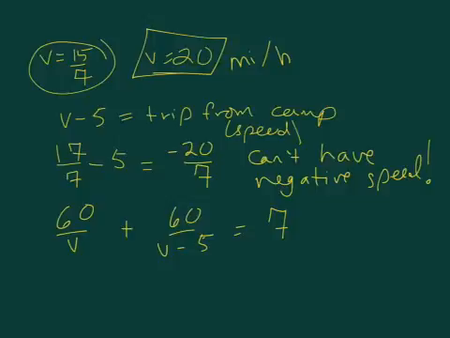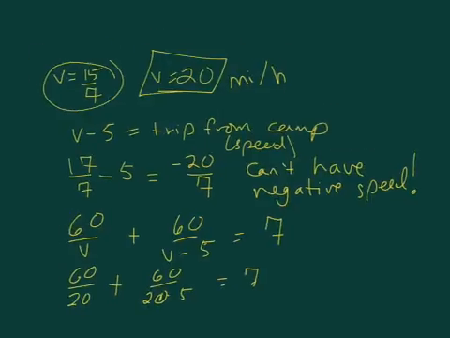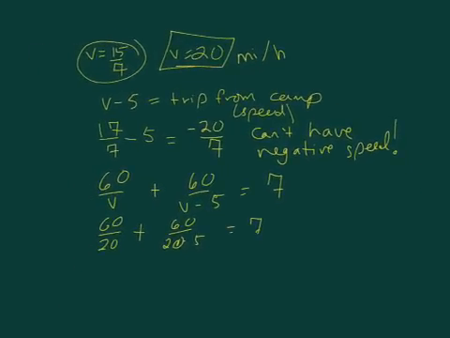So if we plug in 20 for v here, we have 60 over 20 plus 60 over 20 minus 5, which gives us 7. So we've got 60 divided by 20 is 3. 60 over 20 minus 5, that gives us 60 over 15, which gives us 4. So now we have 3 plus 4 equals 7. So that means it takes him 3 hours to get to the camp, 4 hours to get home from the camp, 7 hours total. V equals 20, which tells you he's going 20 miles per hour to get to the camp.